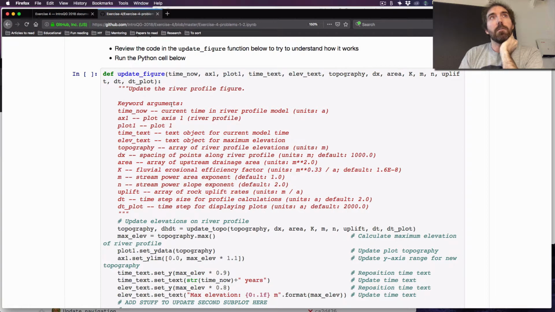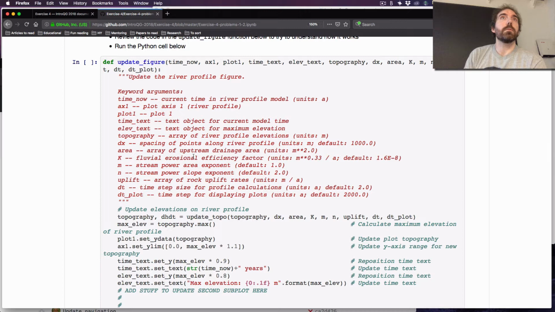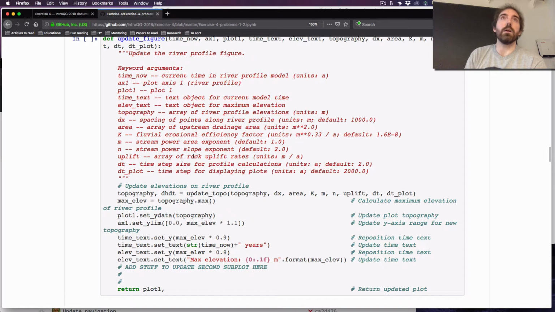But this update figure function is then what updates the plot. Each time it's told to update the plot, which is not actually as often as it updates the topography, it will then update the animation that you're watching. So you'll see how that works when you run it. But anything having to do with updating plots is going to happen in this update figure function. I say that because you're going to have to modify this one a little bit in problem number 2. There's a spot down here that says add stuff to update second subplot here. You're going to have to add stuff to update the second subplot there.